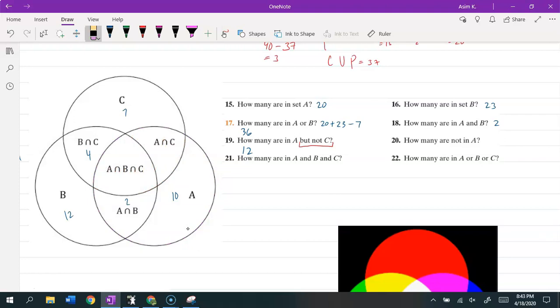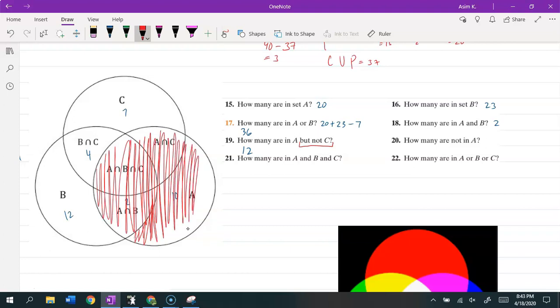Number 20. It says how many are not in A? Meaning now you need to count everybody that's not inside of A, right? So here's A, right? Get rid of everybody from A. So they can't be in A. That one's crossed off. What's left over? 7 plus 4 plus 12. That's only people who are not in A. And so 16 plus 7 is 23. And so you end up with the answer 23 are not in A.